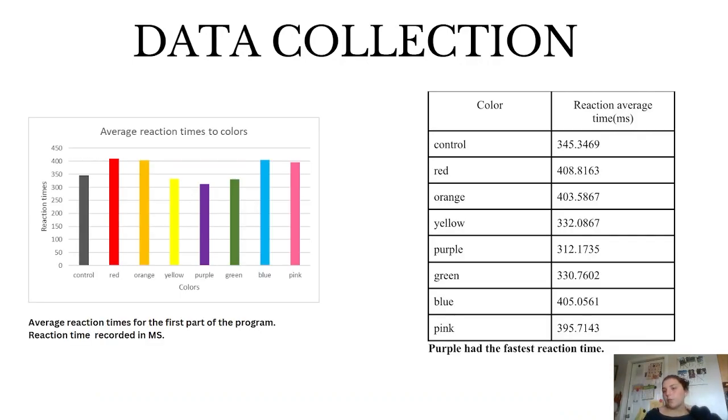My data collection. For the first part of my experiment, I tested the colors red, orange, yellow, purple, green, blue, and pink, and every single time that color would pop up on screen, the participant would hit the spacebar. The graph shows the average reaction times for the first part of the experiment, and all reaction times are recorded in milliseconds. Purple had the fastest reaction time here.